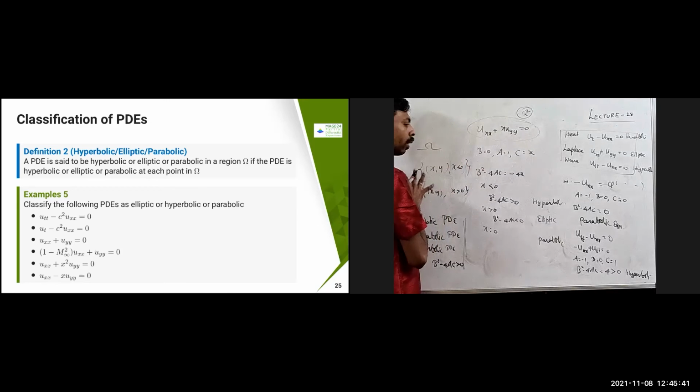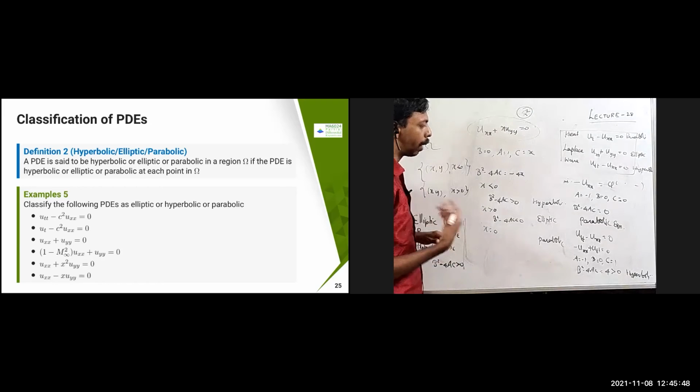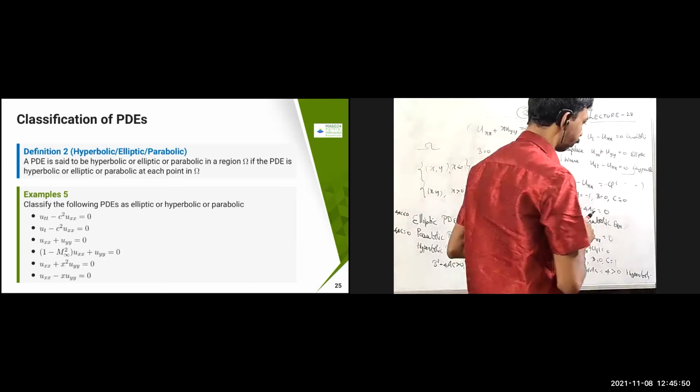Instead, I can just say only in the sub-region. In the sub-region only, I can say whether it is going to be elliptic or parabolic, because at different places it is going to behave in a different way. That is the reason.